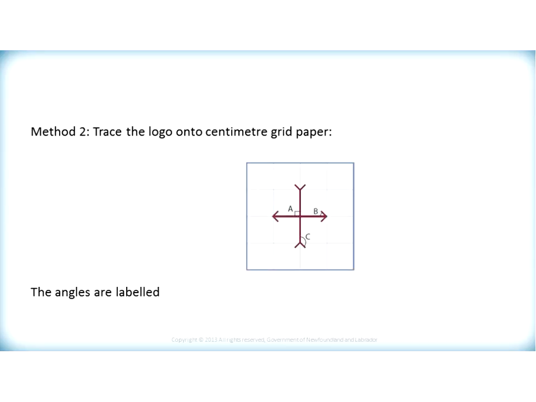The second method we're going to try is to actually trace the original logo onto centimeter grid paper. Now I say centimeter grid paper here, but it doesn't really matter the size. We're just going to make sure that whatever we do, we're going to double it up later. So we put it on grid paper, and it looks something like this. Notice also that I've labeled the angles: angle A, which is clearly a 90-degree angle, angle B, which is between the horizontal line and the arrowhead pointing outwards, and angle C, which is between the vertical line and the arrowhead pointing inwards.